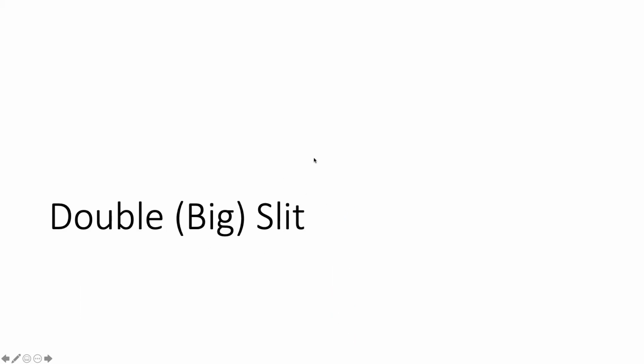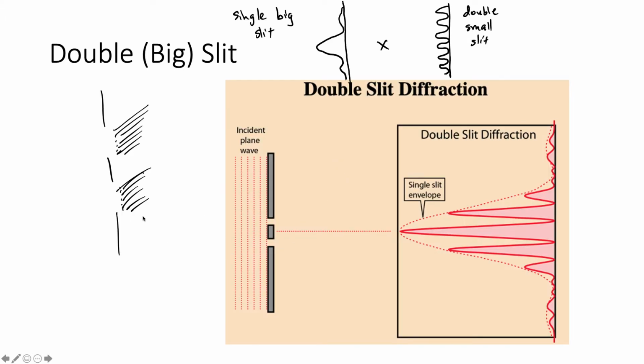So now for combining the double small slit and the single big slit, what do we get? When you have a double big slit, then you have a continuum of point sources here, and then you have nothing, and then a continuum of sources again. So this contrasts with the previous double small slit, because in the double small slit case, you have a single point source and a single point source. But for the double big slit case, you have a continuum of point sources and a continuum of point sources.